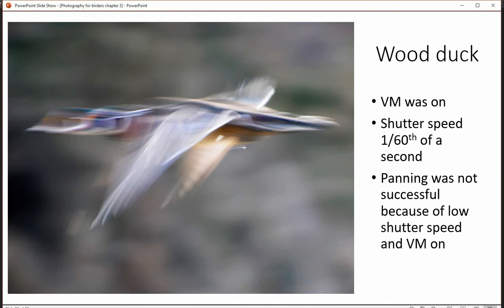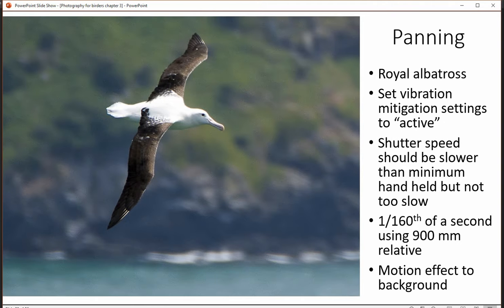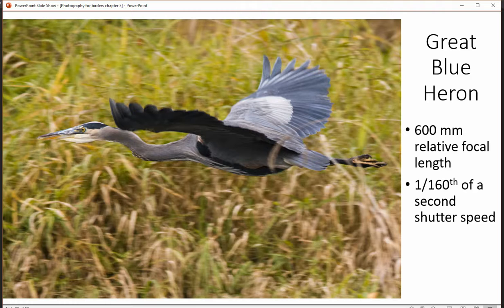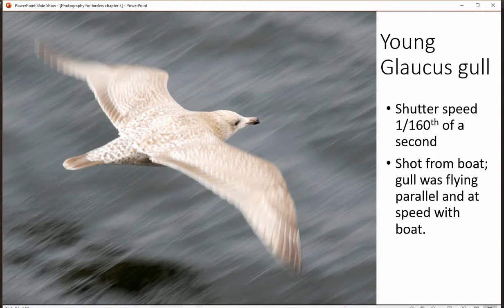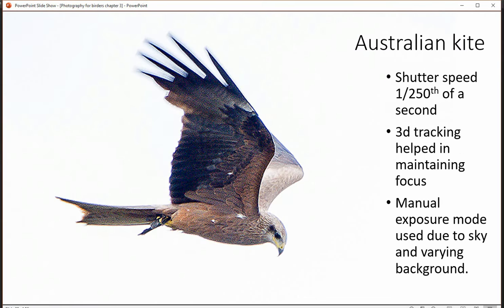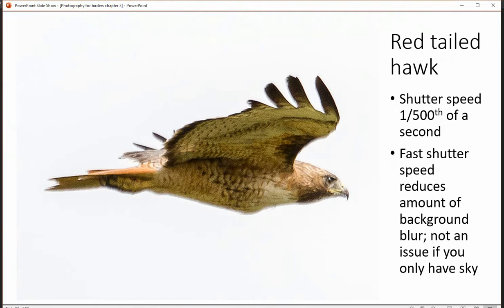So slow shutter speed combined with not turning off VR, this is the kind of shot you're going to get. If you have decent shutter speeds, and this is 1/160th of a second, vibration mitigation turned off as I'm panning. And this was not the only shot. I took a lot of shots, and this is probably the best one. So you got to recognize that when you're panning, you're going to get a lot of shots that are garbage. But you are going to capture the odd one that is going to go, wow, that turned out very nicely. One of the reasons why using continuous drive mode is a good idea.